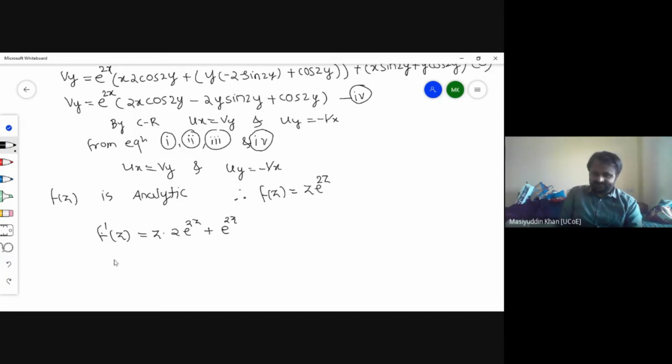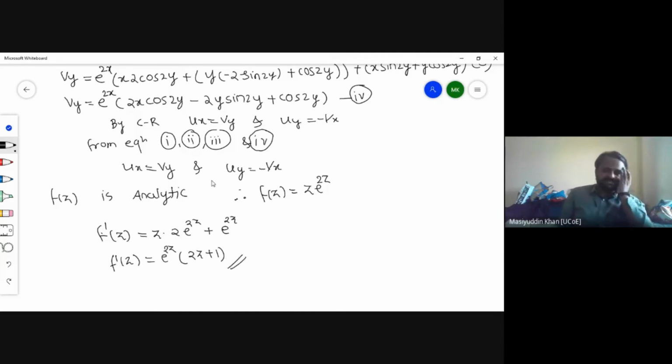So we can take f dash of z, which is equal to, we are taking e raised to 2z as a common factor. So the remaining will become 2z plus 1, and this is our final result.